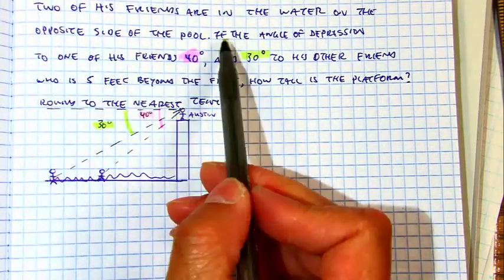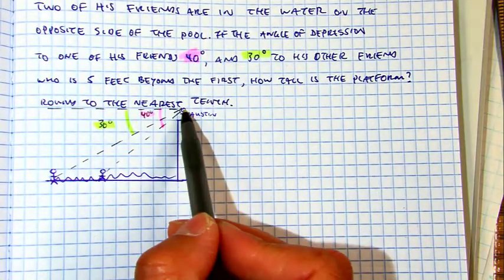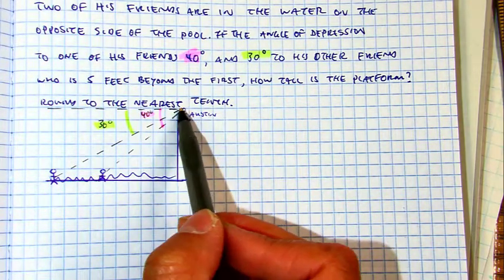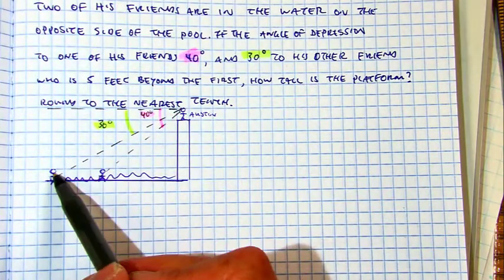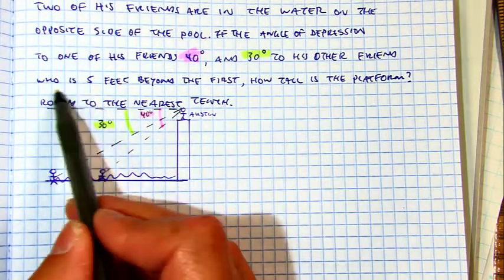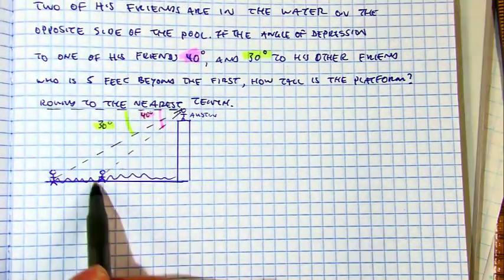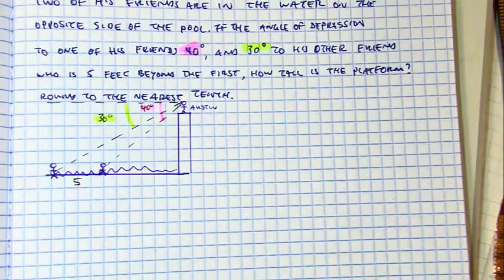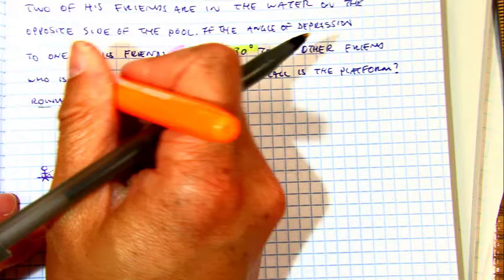So, if the angle of depression to one of his friends, I love math, that's 40 degrees. I love math too. Down is 30 degrees, that's the second friend, to his friend who is 5 feet beyond the first friend. So that means the distance is 5. Let's mark that in color. The 5 feet is right there.